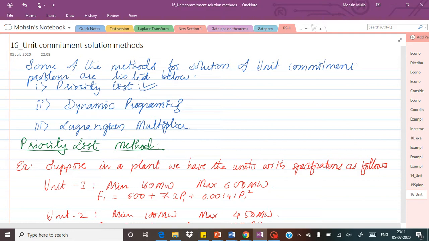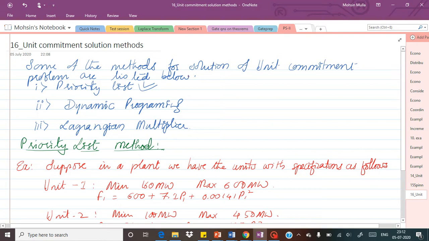Here we are going to see some of the methods used for the solution of this unit commitment problem, because we need to find which particular combination of units is going to be most economic. We have to determine this based on their economic operating conditions, or the overall cost of operation, and then assign the final commitment to that particular set of units.